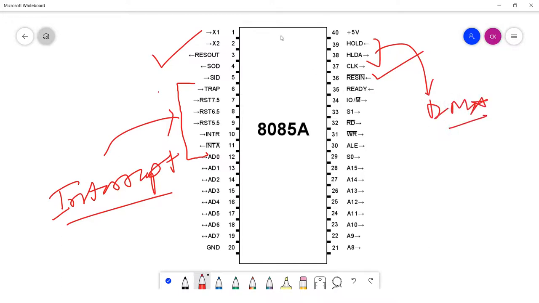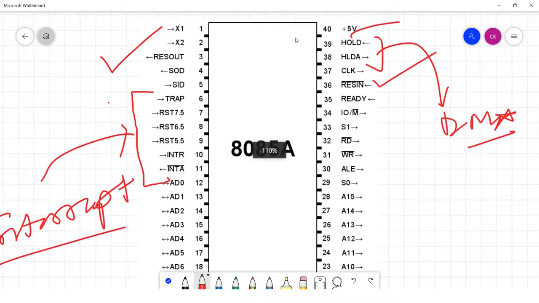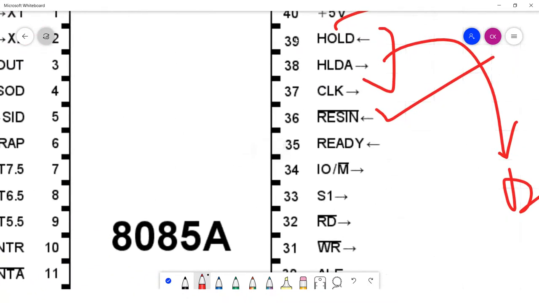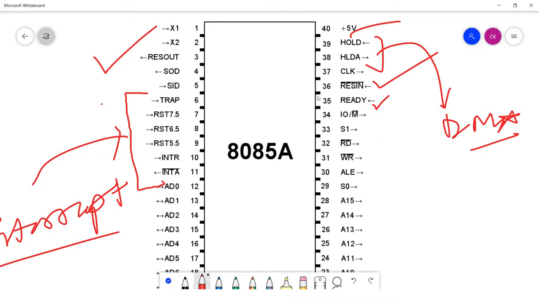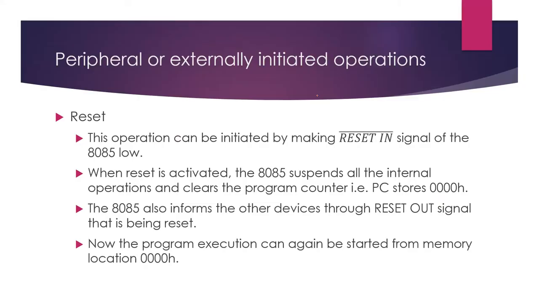But the hold pin signal, if you can see the arrow over here, is coming from outside, right? Outside to the processor. This is also the ready pin. So all these pins are known as externally initiated pins, or these pins are used for externally initiated operations. So for reset, this operation can be initiated by making the reset in signal low.